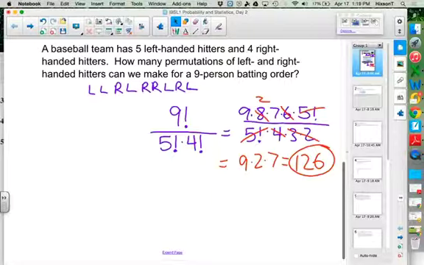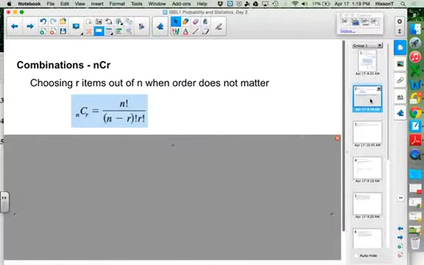Alright, the last thing I want to look at, kind of the last thing, I want to just briefly review combinations, and then finally I want to put some rules together with what we did yesterday. Remember, a combination, the key here is that the order does not matter.